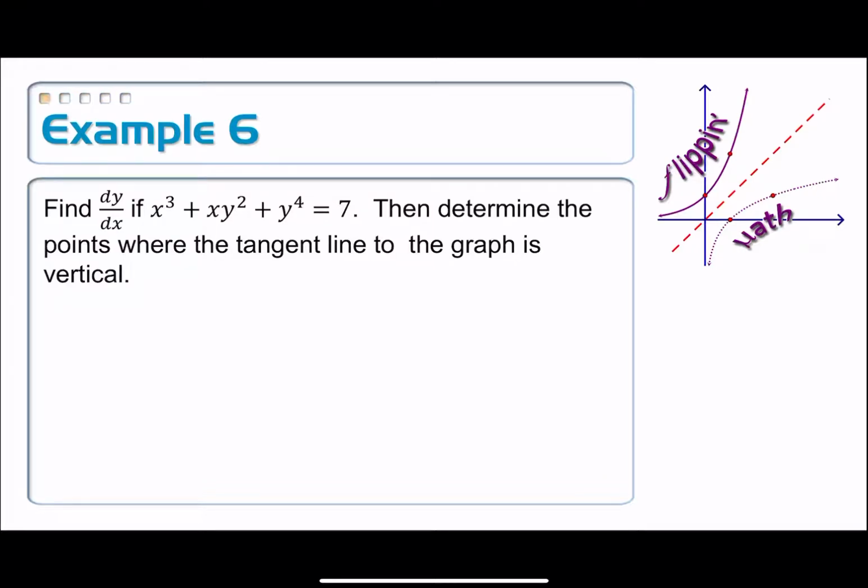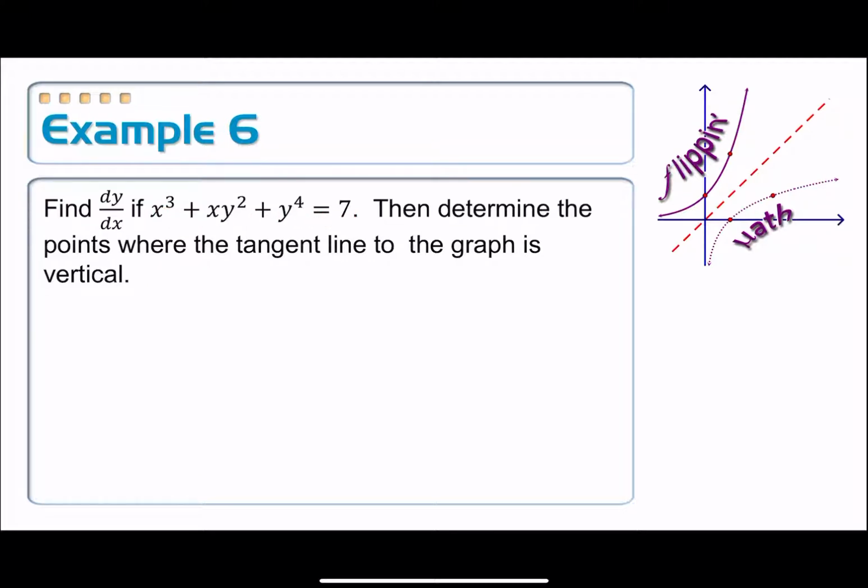Slightly more complicated here on example 6. Find the derivative of y with respect to x if x cubed plus xy squared plus y to the fourth is equal to 7. Why is it a little bit more complicated? Because we have a product of two functions inside here. We're going to have to use the product rule in the course of differentiating this thing implicitly.